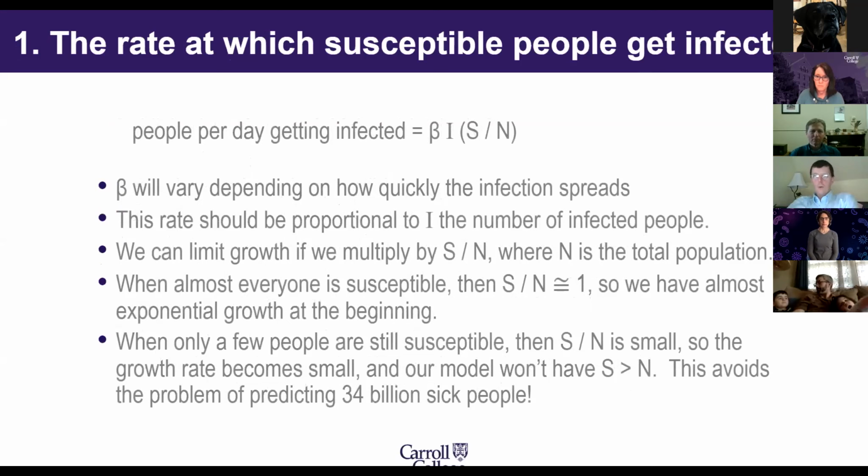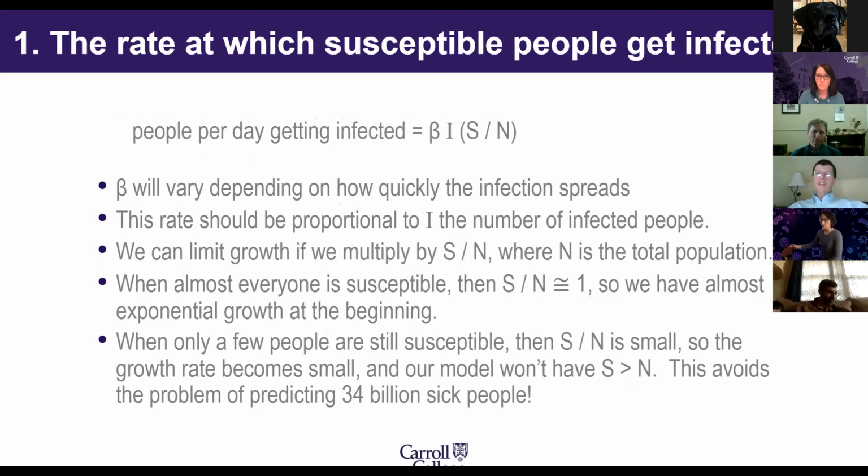So this is what those Scotsmen did 100 years ago. They said, okay, we're going to need a constant in there, so we'll call it beta here, which is going to vary depending on lots of factors, the virulence of the virus, and how people are interacting with each other. We'll talk about that more in a minute. And then, well, the rate at which people are getting infected should be proportional to the number of people who are sick. The more people who are sick, the more people are out there sneezing on other people. And so the bigger I is, the faster I will grow.